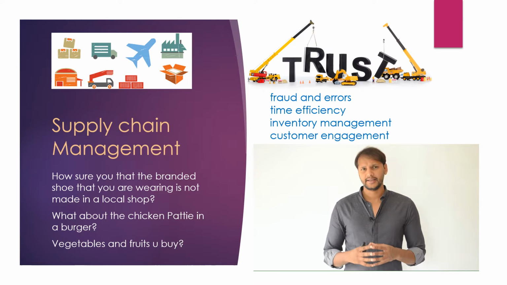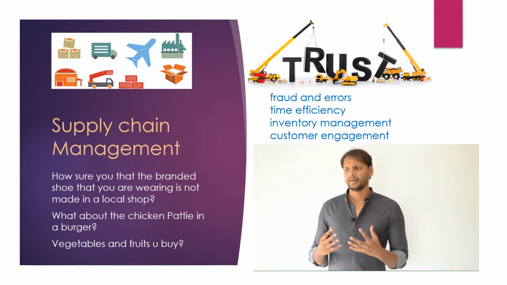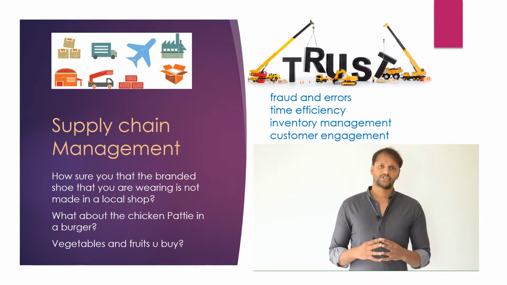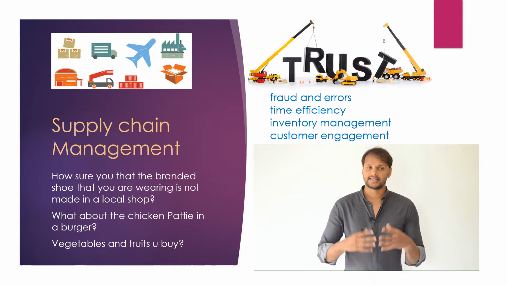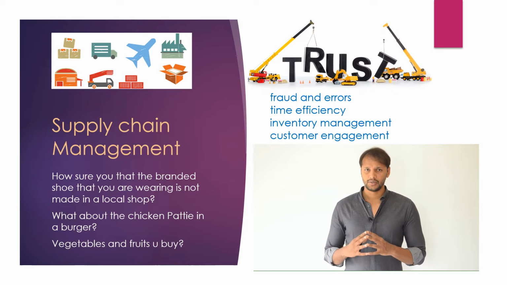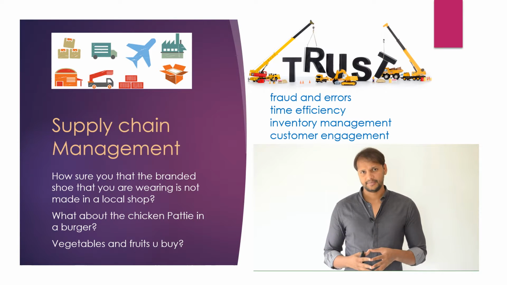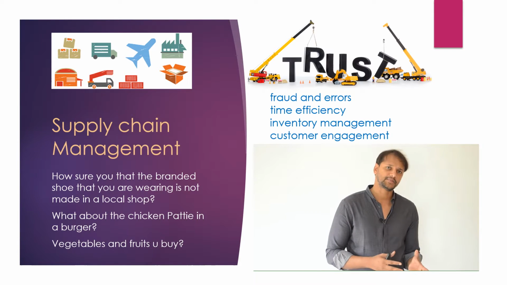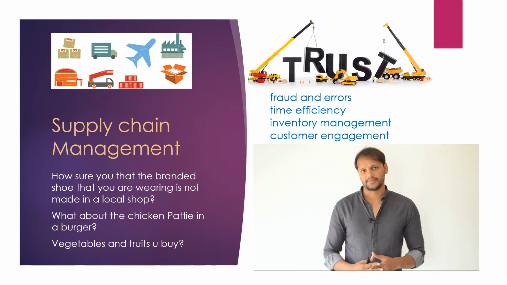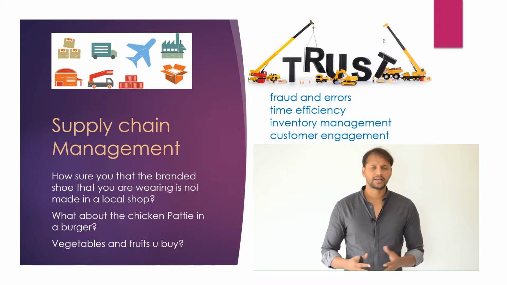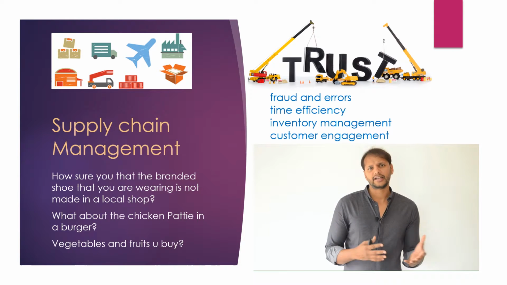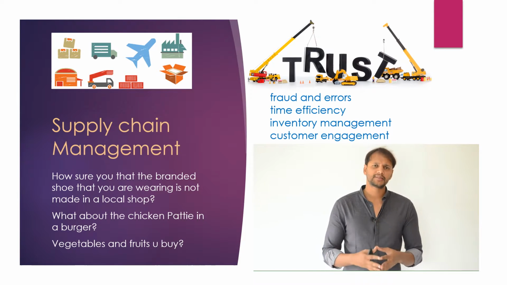So basically, what are the other problems faced by supply chain management? One, there is fraud and errors. Two, there is time efficiency. Three, there is inventory management. And four, there is customer management. In supply chain management, fraud and errors are a very big thing.